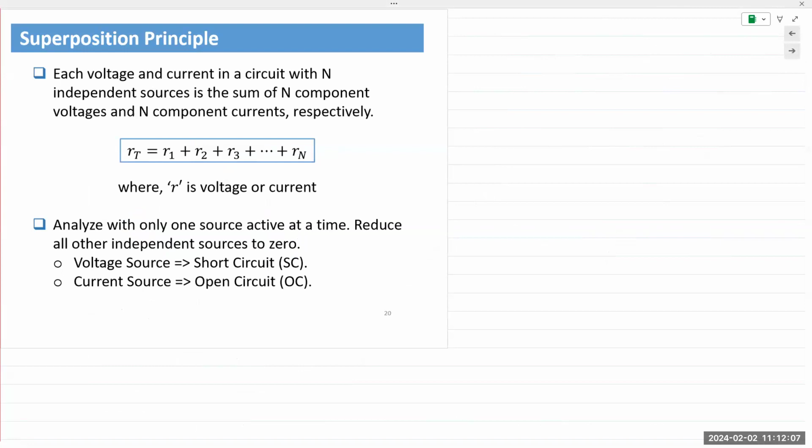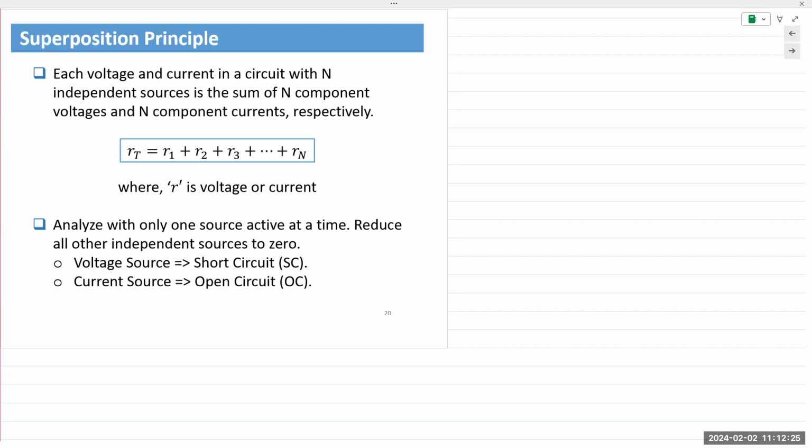You analyze each piece independently. You redraw the circuit for every single source. You analyze the circuit independently. You find the voltage or current of interest. And then at the end, you add up all of those voltages and currents.